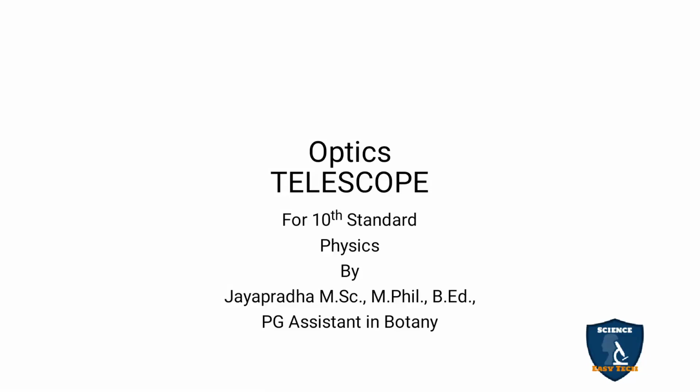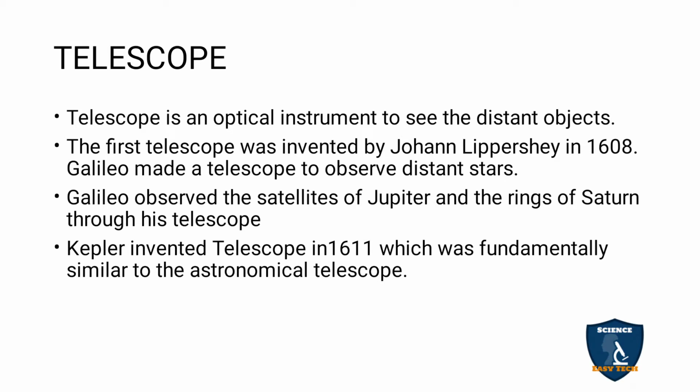We will discuss today the telescope in optics. Telescope. So a telescope is an optical instrument to see distant objects. Have you seen the lunar eclipse? In the past two months, there was a solar eclipse and a lunar eclipse. The lunar eclipse and the movement of the stars are seen through a telescope. So it is an optical instrument to see distant objects.